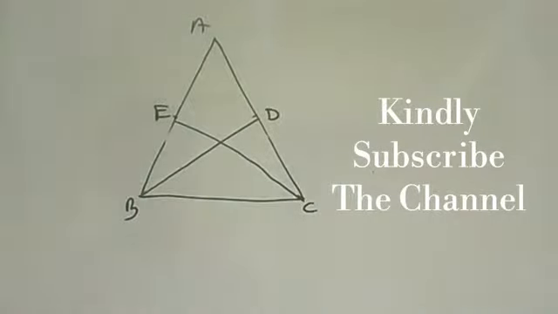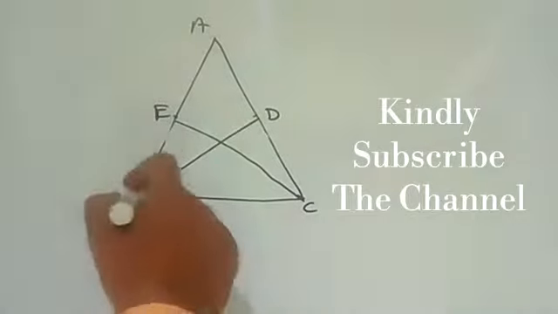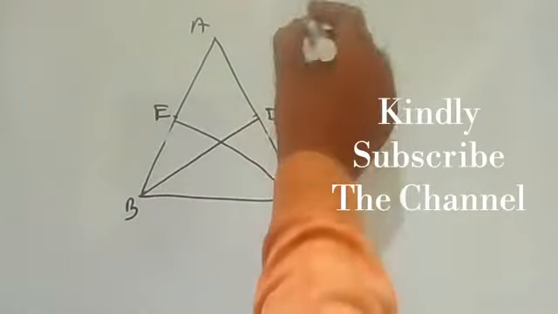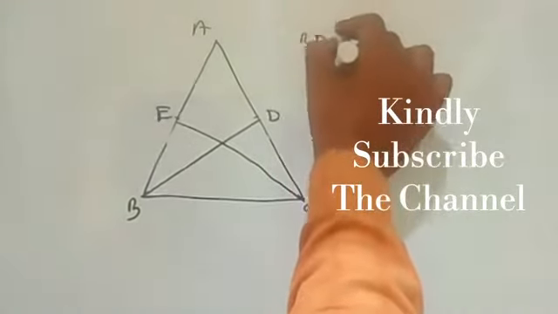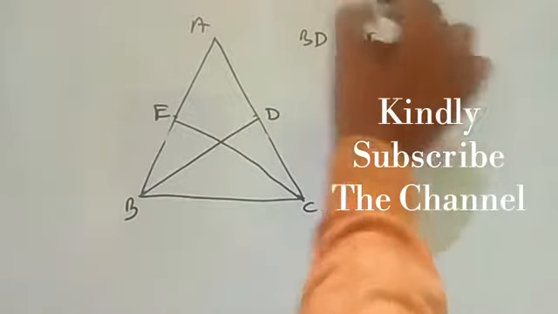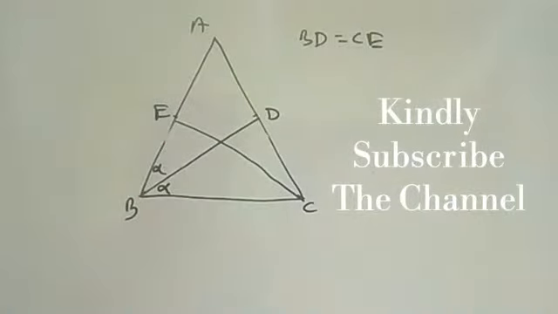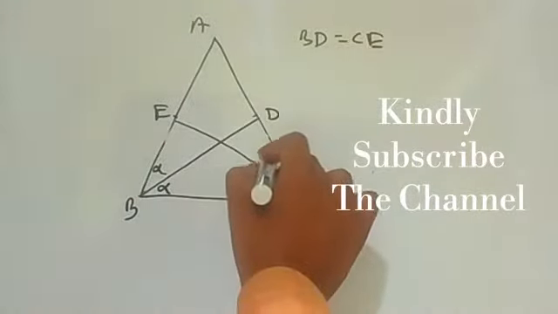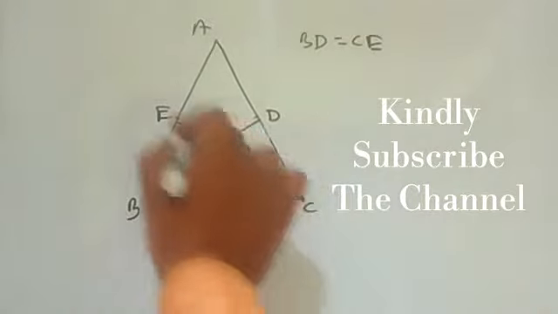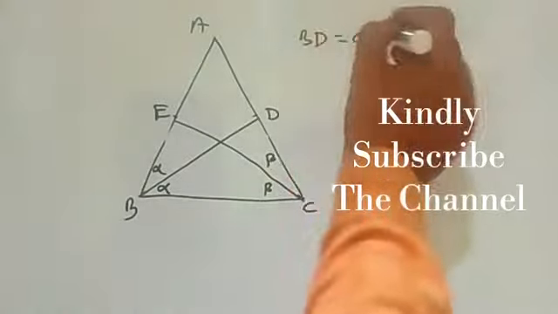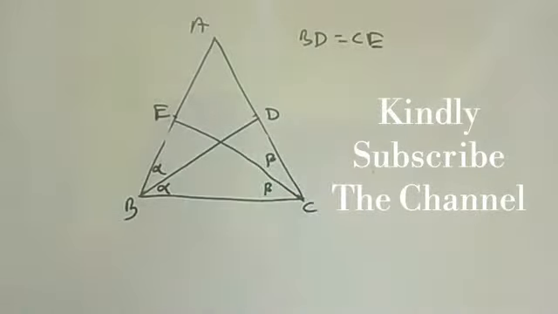Let's have another proof of the Steiner-Lehmus Theorem. The Steiner-Lehmus Theorem says that if the angle bisectors of two angles are equal, that means BD is equal to CE, and these are the angle bisectors. This is alpha, this is alpha, this is beta, and this is beta. Then AB is equal to AC. That means we have to prove that AB is equal to AC, that means ABC is an isosceles triangle.